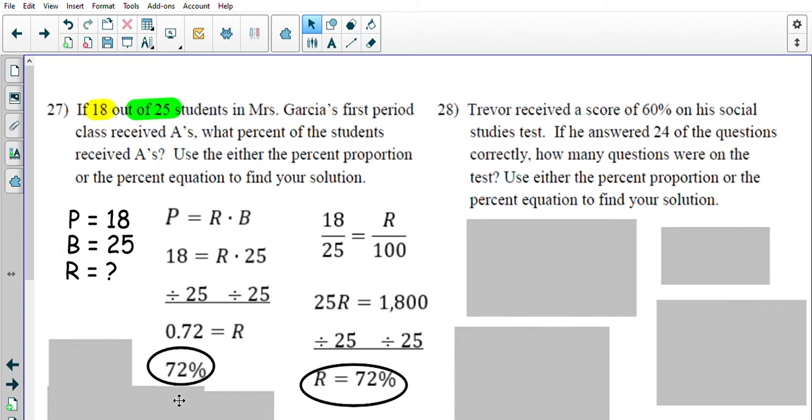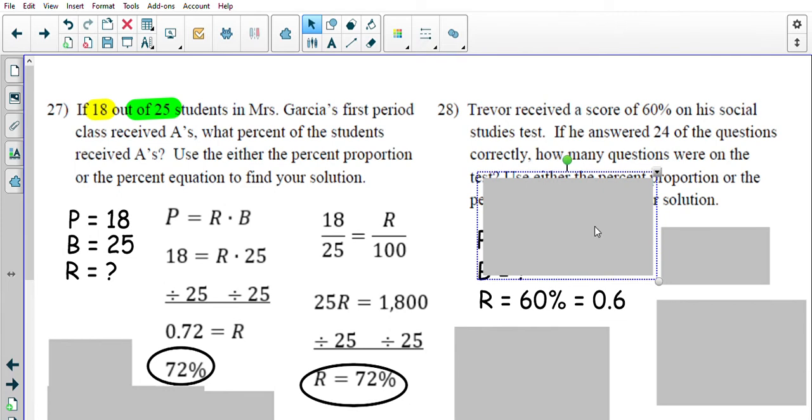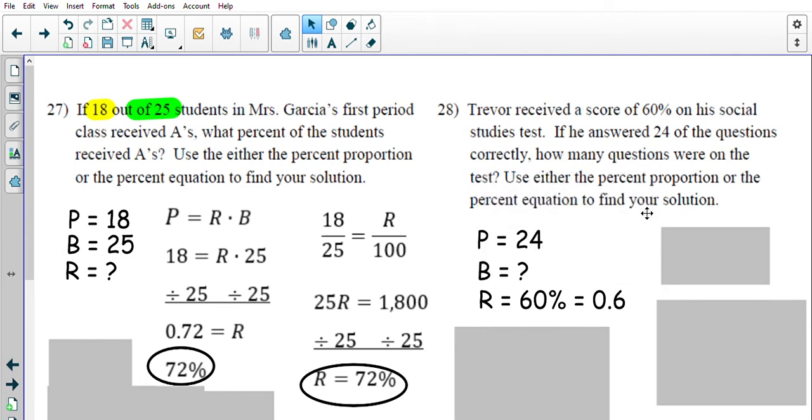Number 28, Trevor received a score of 60% on his social studies test. If he answered 24 of the questions correctly, how many questions were on the test? Use either the percent proportion or the percent equation to find your solution. So 60 is definitely going to be R, 60% or 0.6. 24 is the part though. That's the part that he answered out of the total. You're trying to find the total number of questions. That's our base that's unknown.